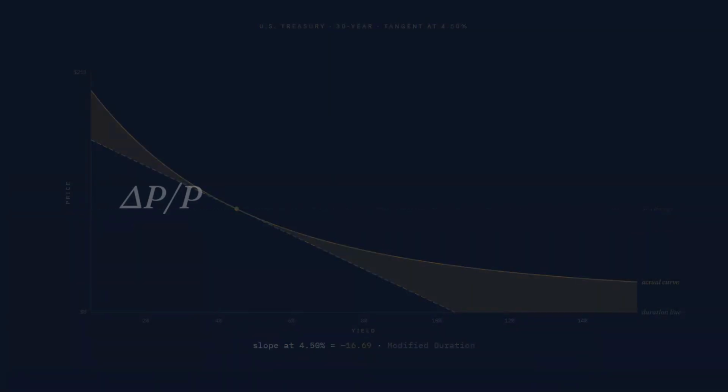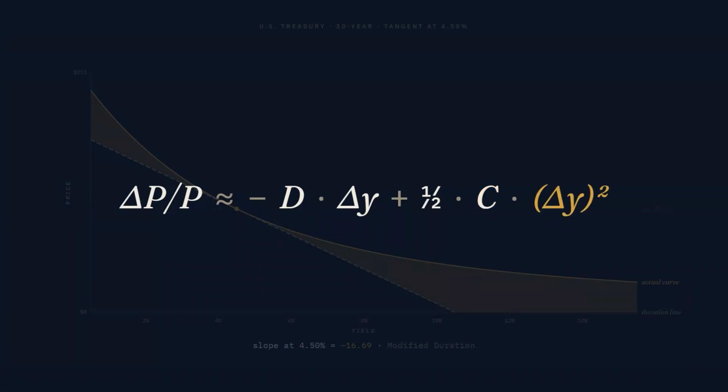Written in one equation, the third option says, the percent change in price is approximately equal to minus duration times the rate change, plus 1/2 times convexity times the rate change squared. All of that is just a fancier way of saying the same thing twice.